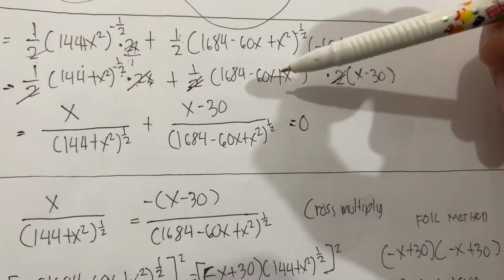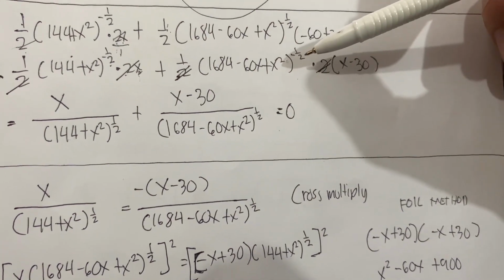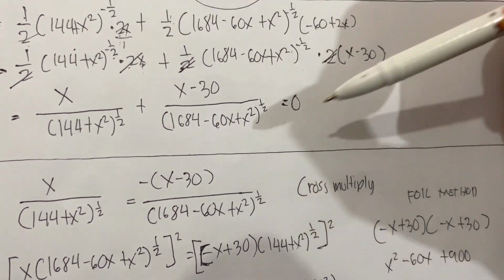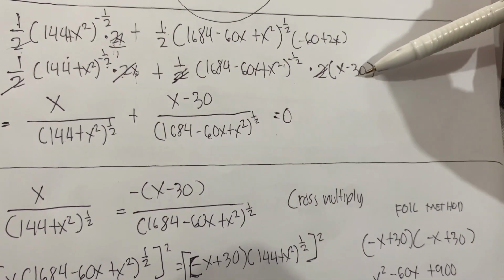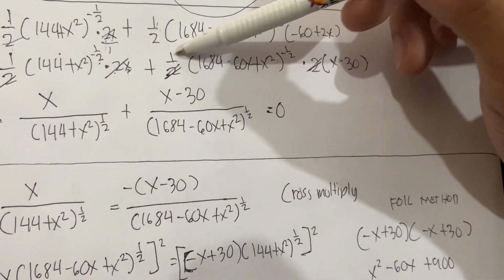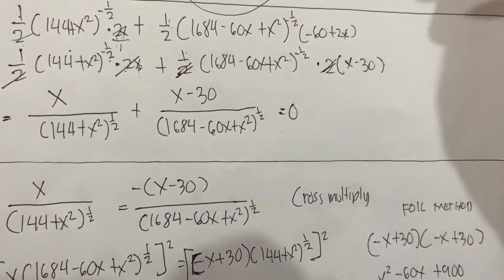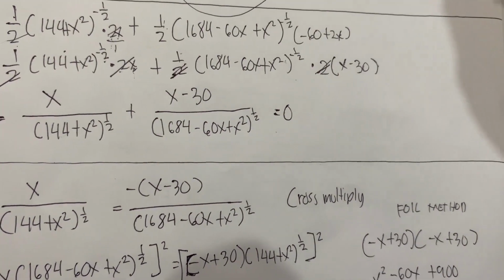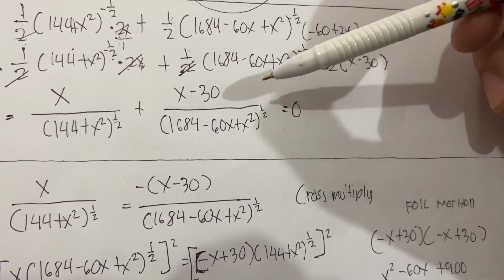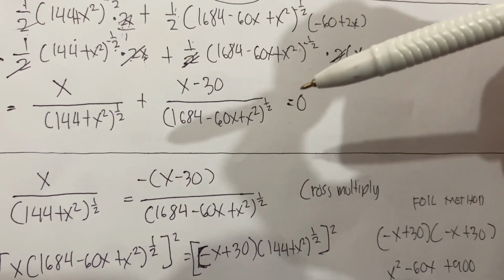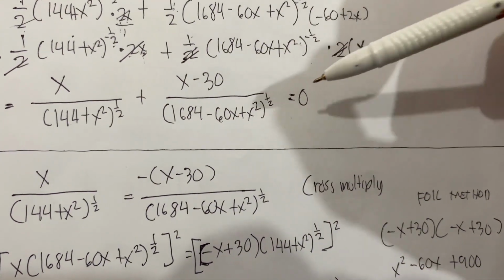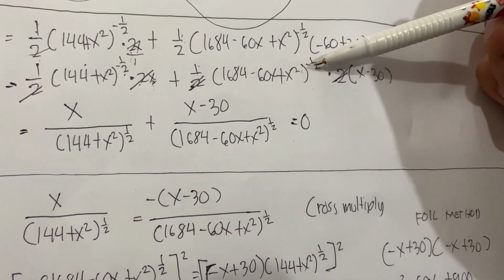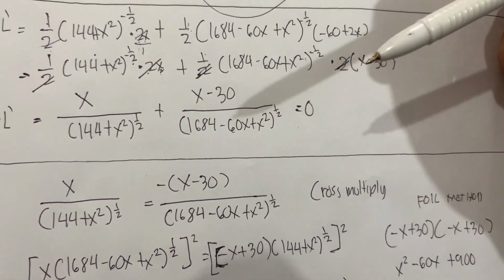And then for the other side, it still has a negative 1 half, so we can bring that down to our denominator. So we can write x minus 30, since there is 1 here. So we just multiply that one, and 1 times that equation is equal to that equation also. So negative 30 over 1684 minus 60x plus x squared raised to 1 half. Since we place our negative exponent into our denominator, it is going to be positive.